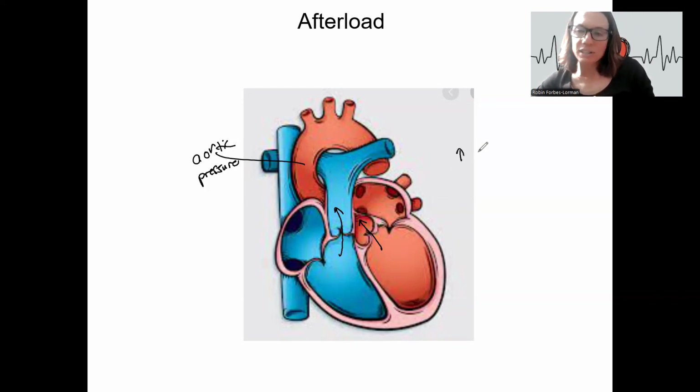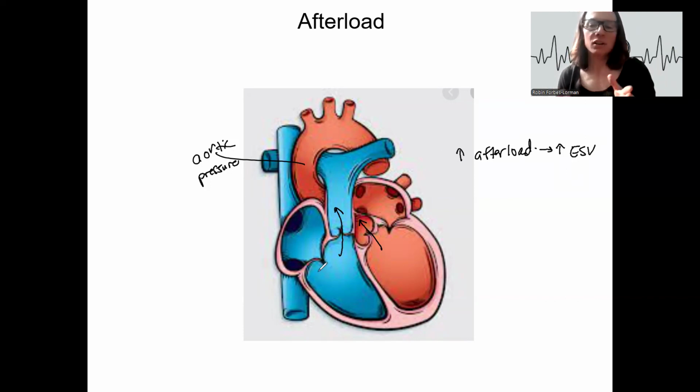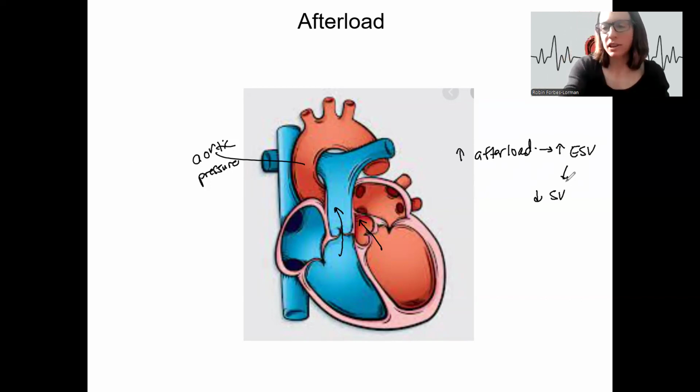So if you had increased afterload, if the heart couldn't make up for that, you'd have increased end systolic volume, right? More volume left in the heart because it can't get it out. There's too much pressure. It can't work against that pressure. This is going to result in decreased stroke volume, right? You could actually think about afterload as decreasing stroke volume, which is therefore increasing end systolic volume, right? We can't get as much blood out of the heart.